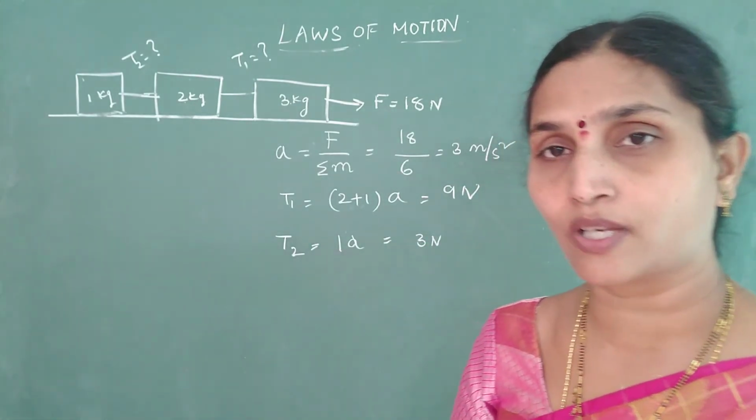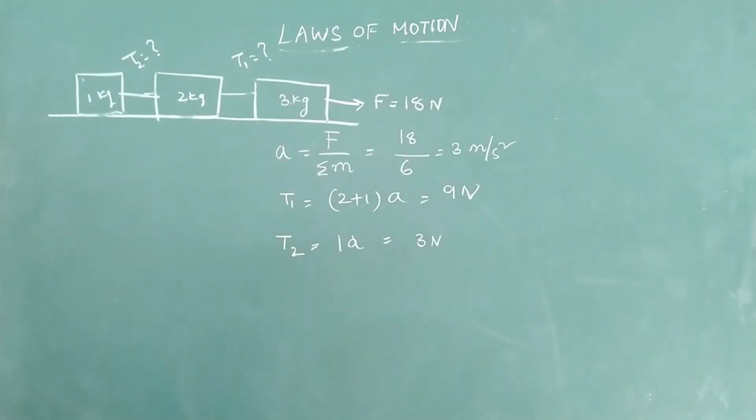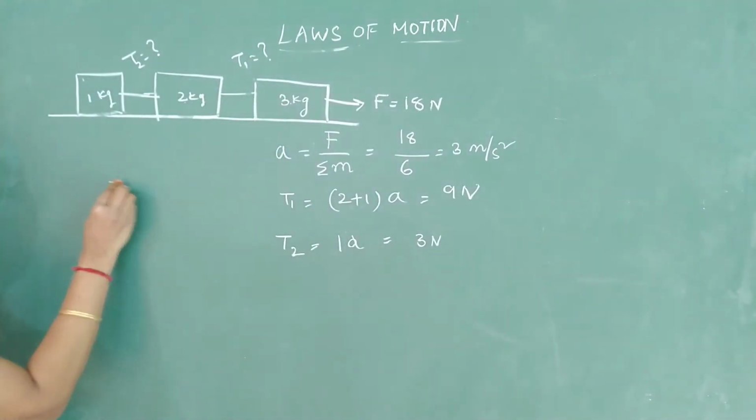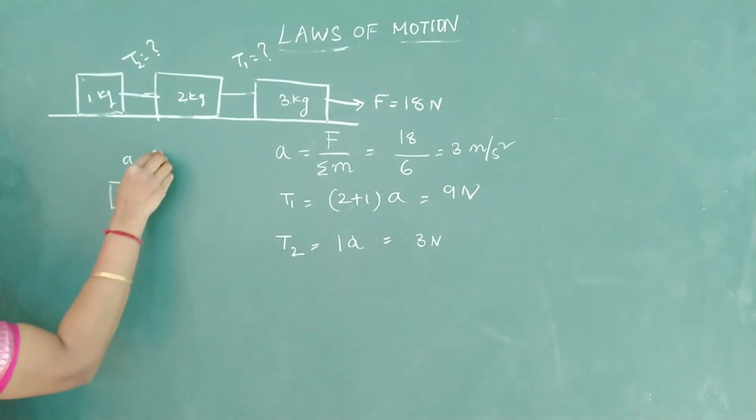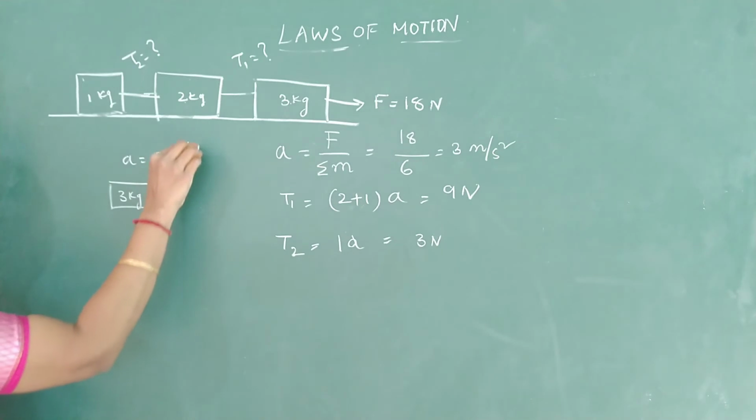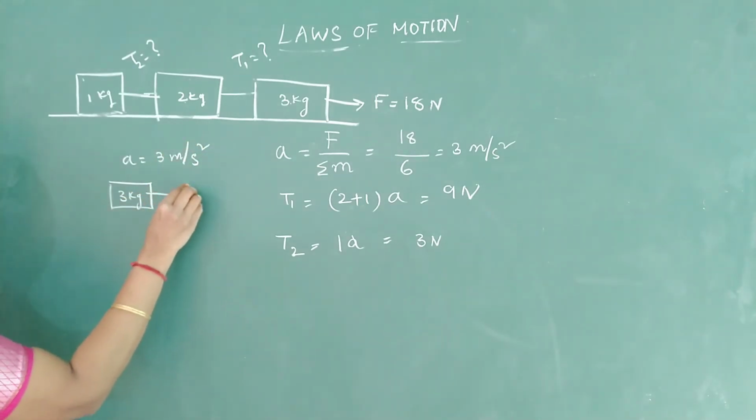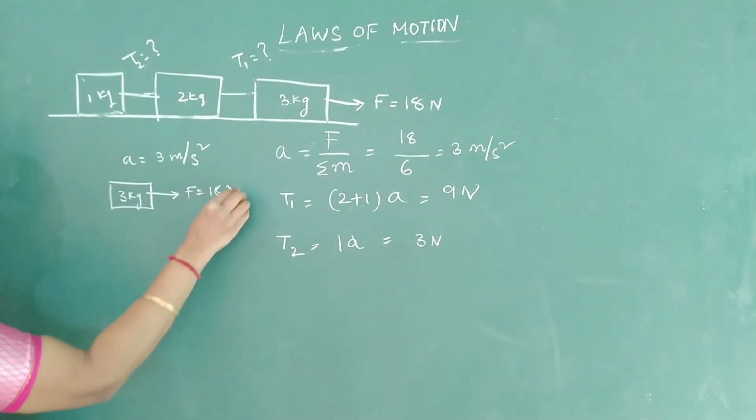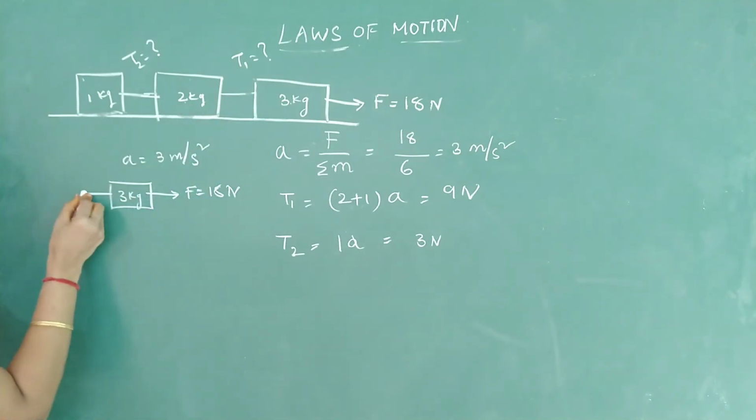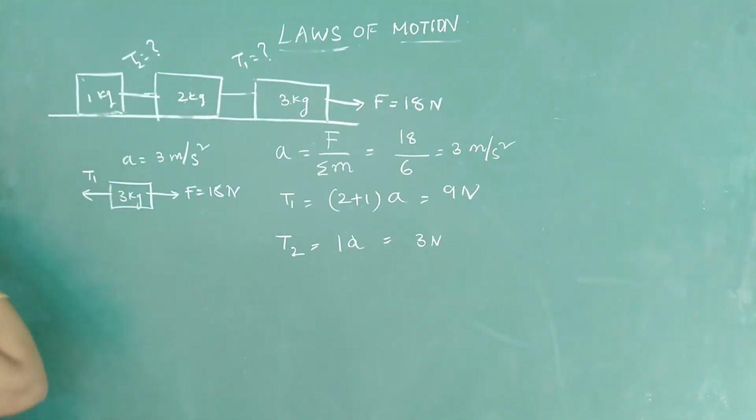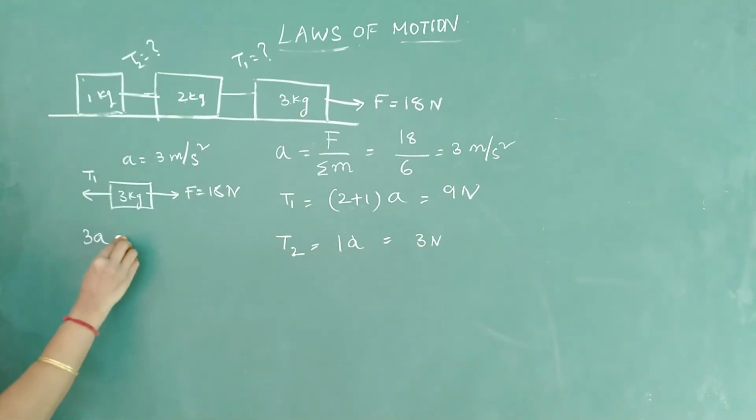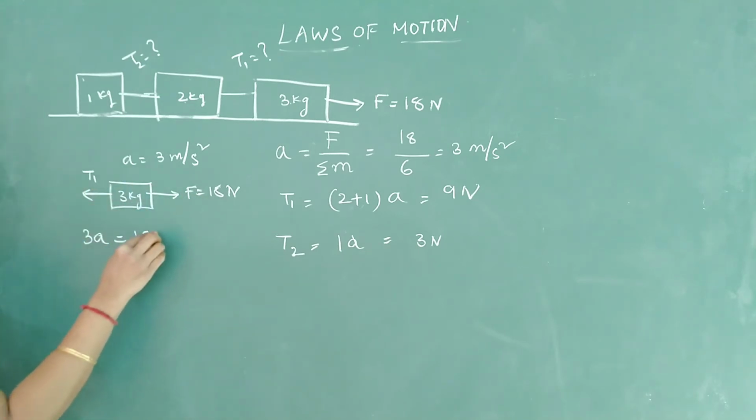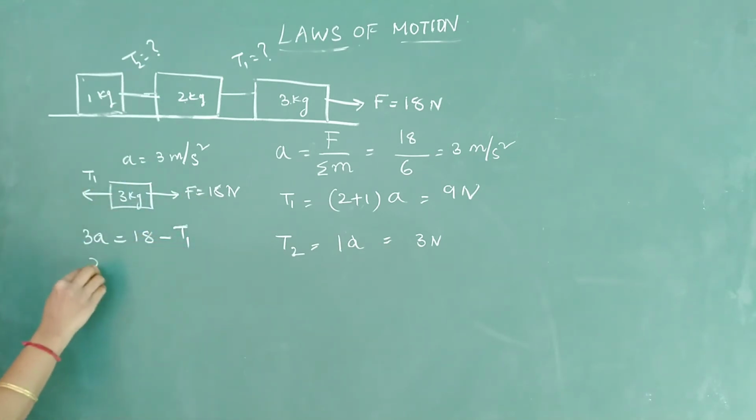If you want to make the free body diagram and write, look at it. Observe this block, 3 kg first. It is moving with an acceleration of 3 meter per second square. How much force did we apply here? 18 Newton. Since it's connected to the string, this string will pull this block with a tension T1. So make the equation of force: 3 into A. Applied minus opposing. 3 into 3.